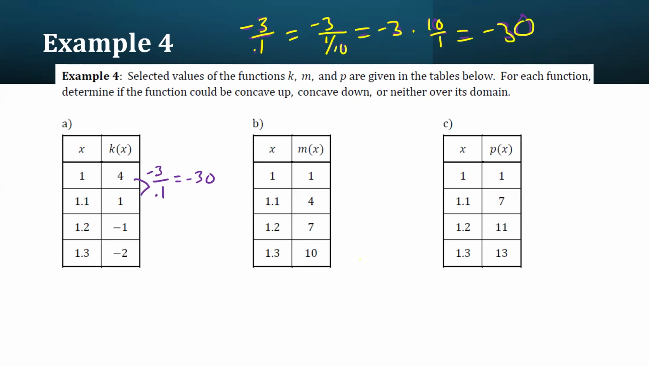So do we understand why it's negative 30? Fractions and decimals. Okay. All right, let's go again. We're going to find another one.